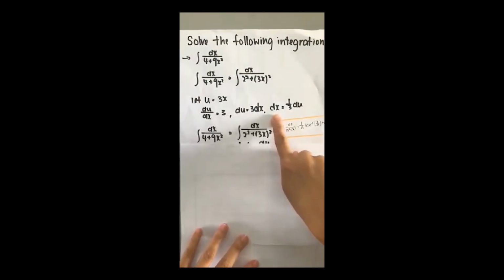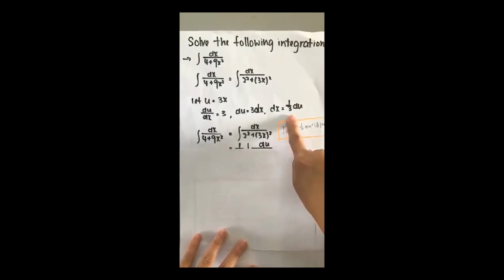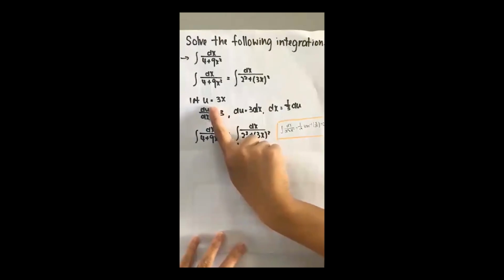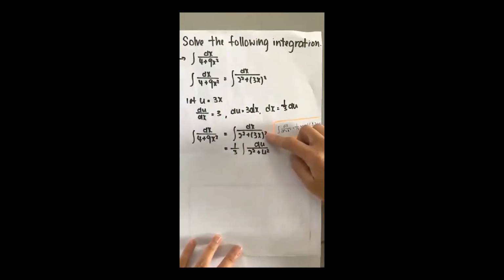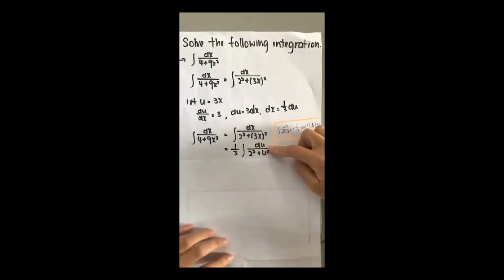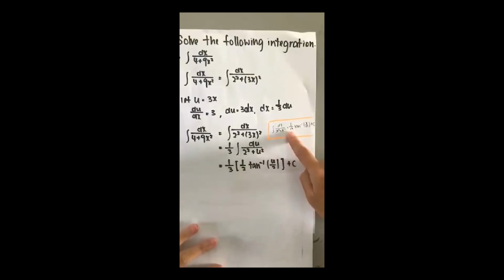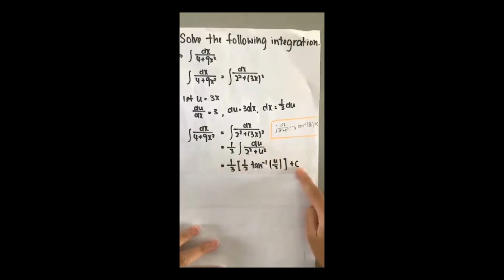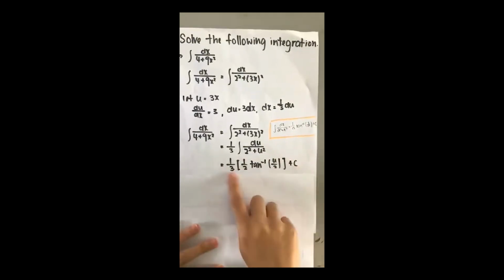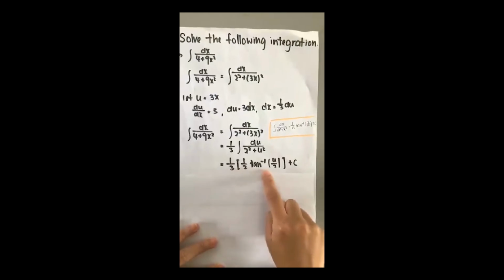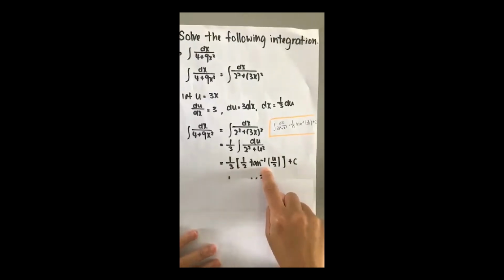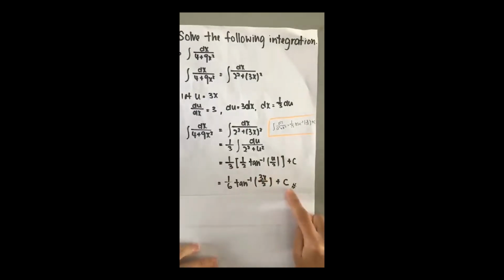Hence, sub dx equal to 1 over 3 du and 3x equal to u into this equation. By using the formula, we will get this equation. Next, times 1 over 3 into the equation. Finally, we will get this answer.